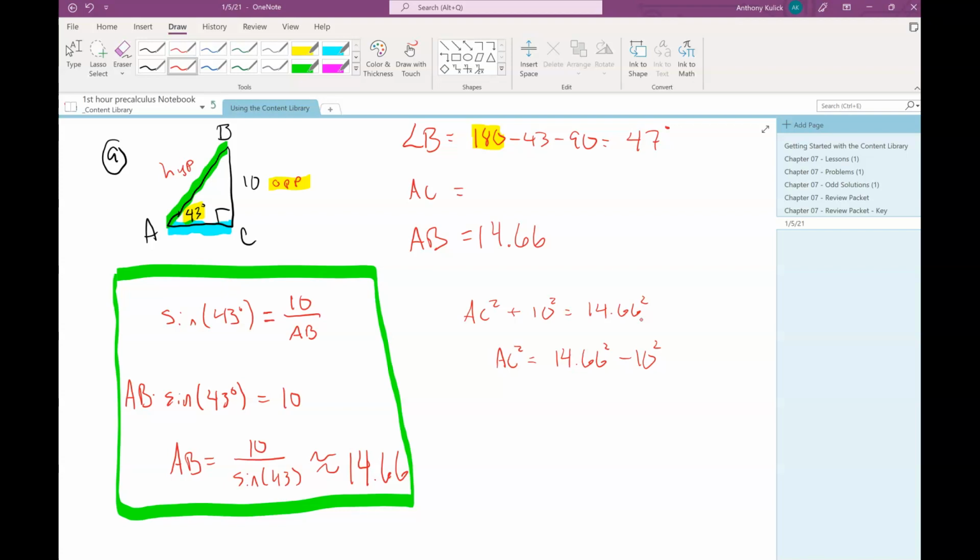And then the last thing I need to do to get the AC by itself is I have to get rid of the squared on there. How do I get rid of a squared? Square root it. So I square root both sides.